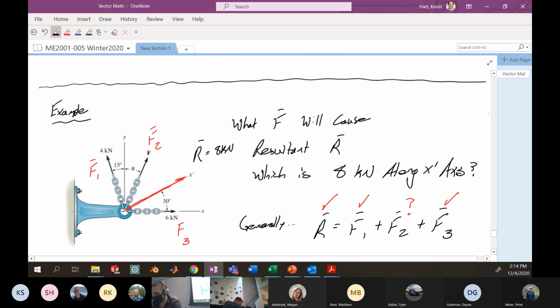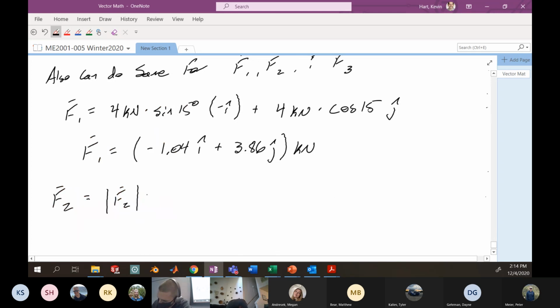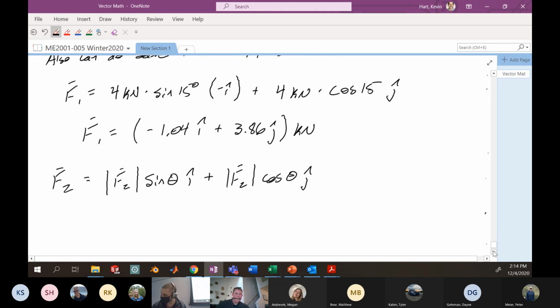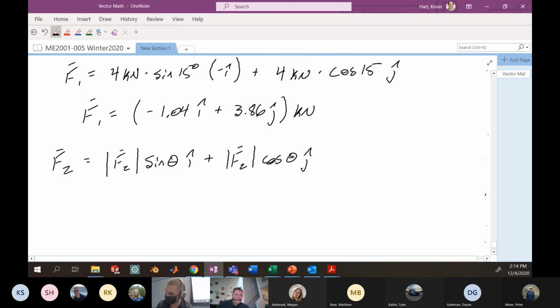So here we'll have something like F2 times sine theta in the i hat, and I'm going to add to that F2 cosine theta j hat. This is as far as we can get with the vector F2. We've got two unknowns here, but we'll be able to solve for these later just fine, and we'll see how that happens. All right, we'll continue.